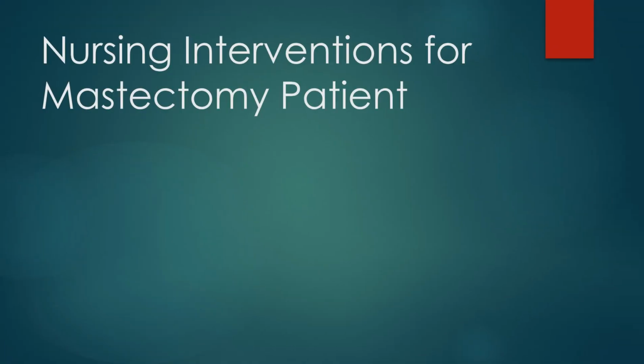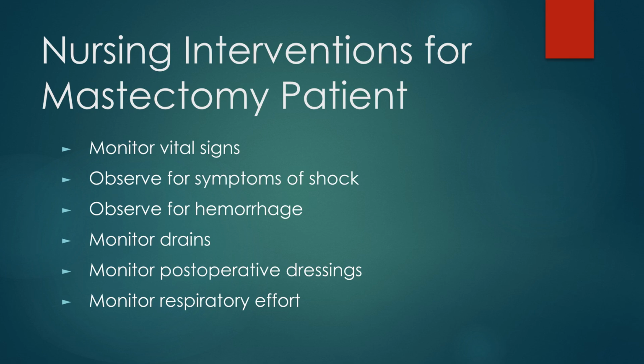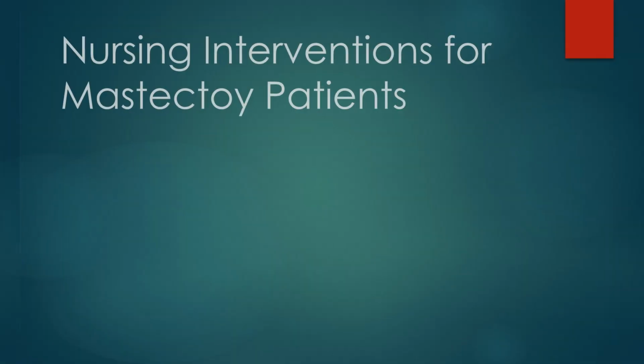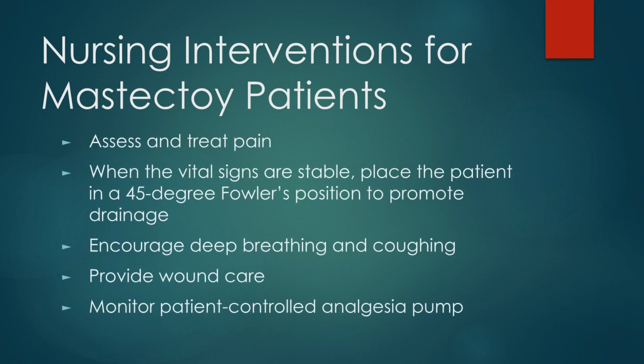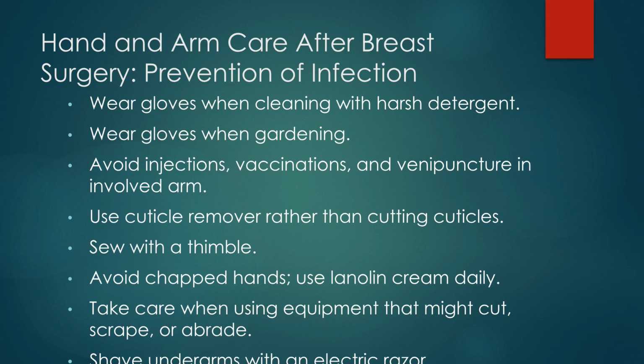Nursing interventions for a mastectomy patient include monitoring vital signs, checking for symptoms of shock or hemorrhage, and monitoring drains, postoperative dressings, and respiratory effort. Further nursing interventions involve assessing and treating pain, positioning the patient in a 45-degree Fowler's position for drainage, encouraging deep breathing and coughing, and providing meticulous wound care. After breast surgery, preventing infection is crucial.